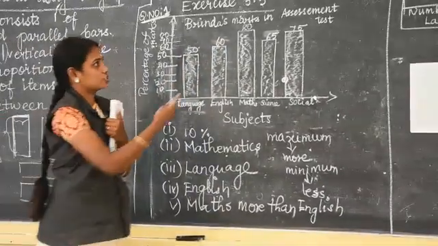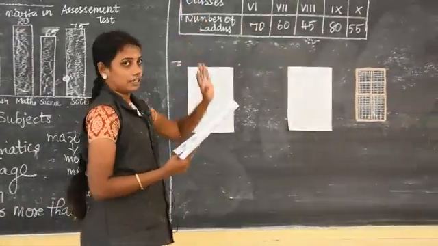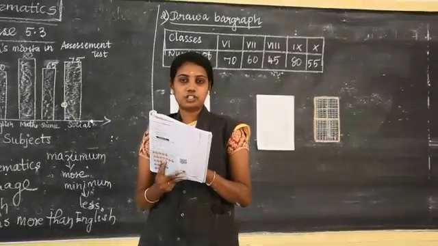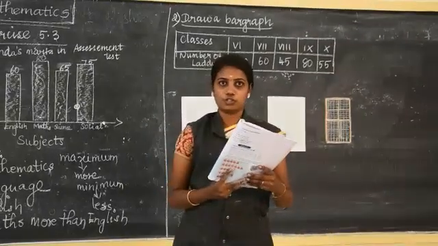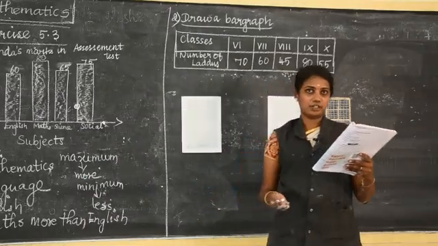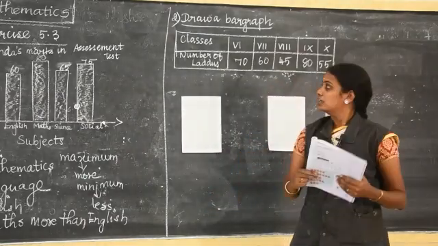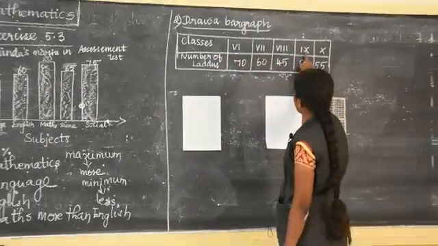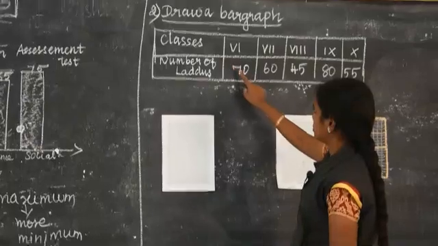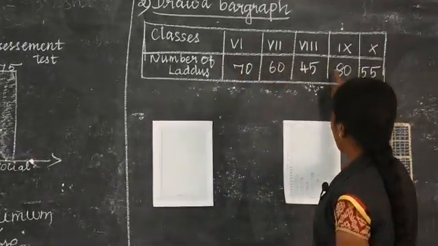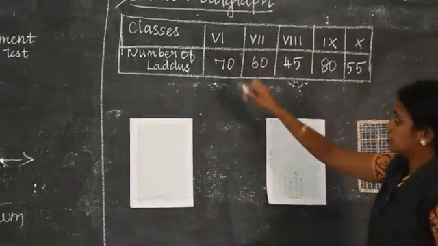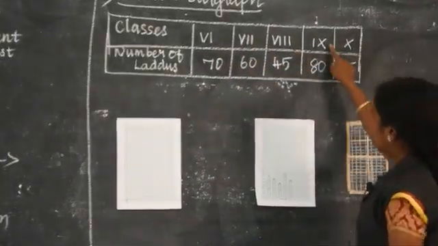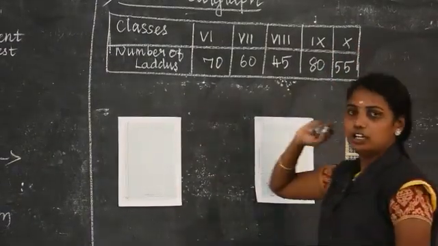Okay, question number 2 now. Draw a bar graph. Chitra has to buy laddus to distribute to her friends as follows. The given classes are 6, 7, 8, 9, 10. Number of laddus: 70, 60, 45, 80, 55. For 6th standard 70, for 7th standard 60, for 8th standard 45, 9th standard 80, 10th standard 55.